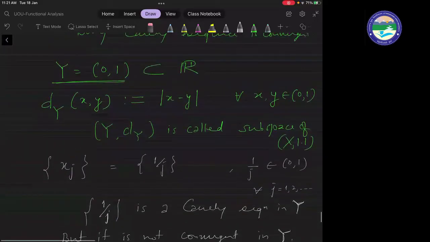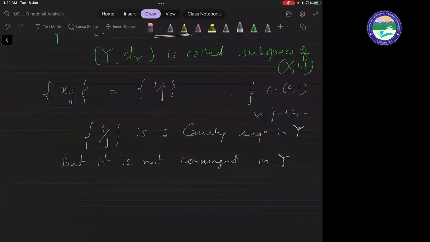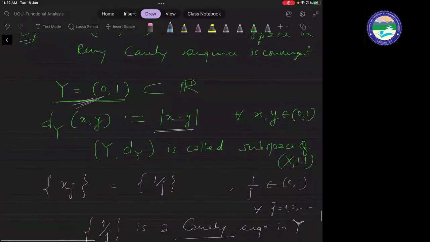क्योंकि आप जानते हैं with this distance it will converge to zero. But zero is not a member of Y. Zero Y का member है कि नहीं है? नहीं है. Open interval लिया हमने? नहीं है. तो इसका मतलब this sequence is Cauchy but it is not convergent. So this means there exist Cauchy sequences which are not convergent. This is one such example.